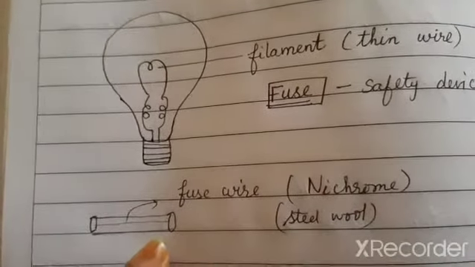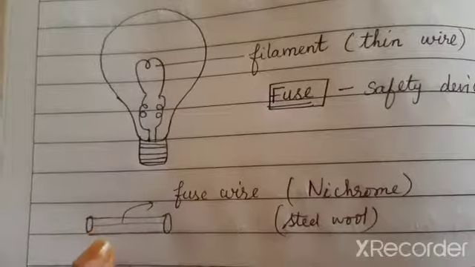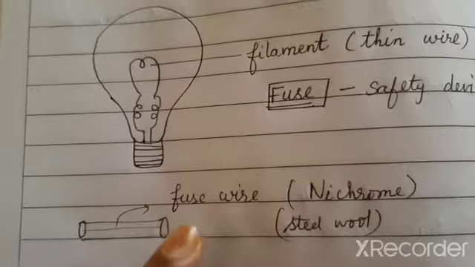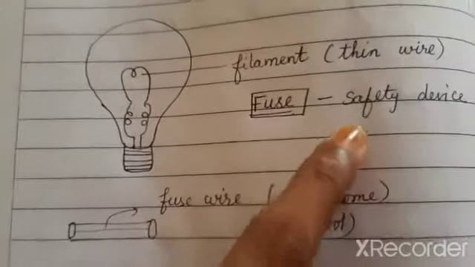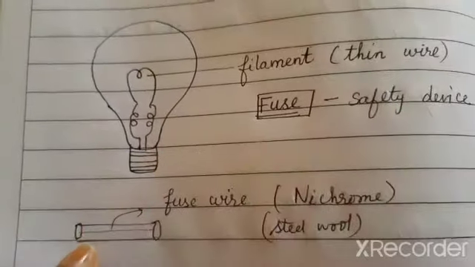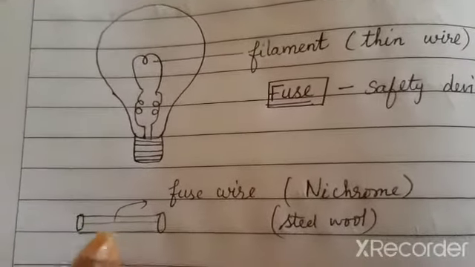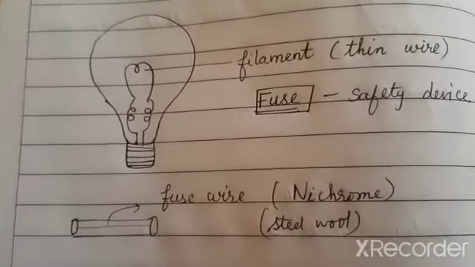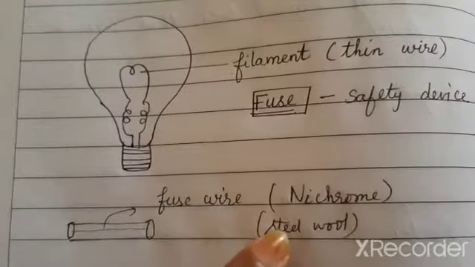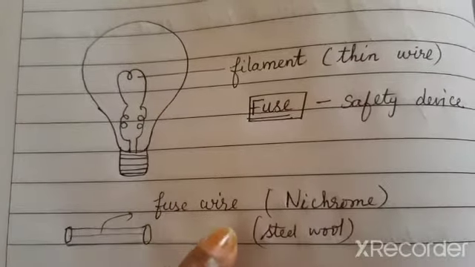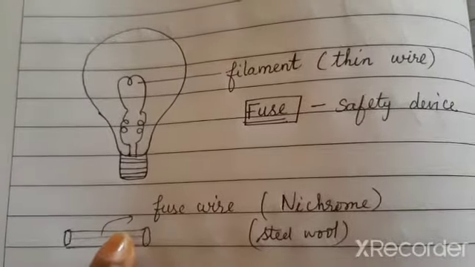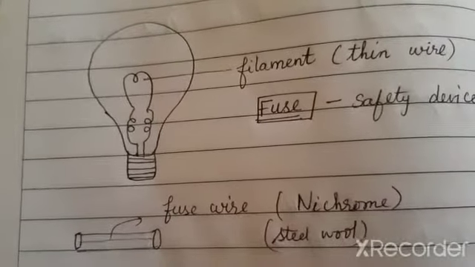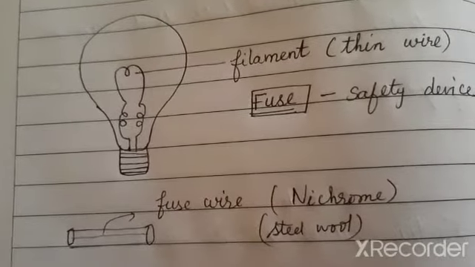This is a fuse. This is just a diagrammatic representation; the images are in your textbook, refer there. The fuse is a safety device. What is present inside the fuse is a filament, a thin wire. It is called fuse wire or filament, nichrome wire or steel wool. These are the materials they are made up of. This wire will break the circuit in cases of oversupply of electricity.